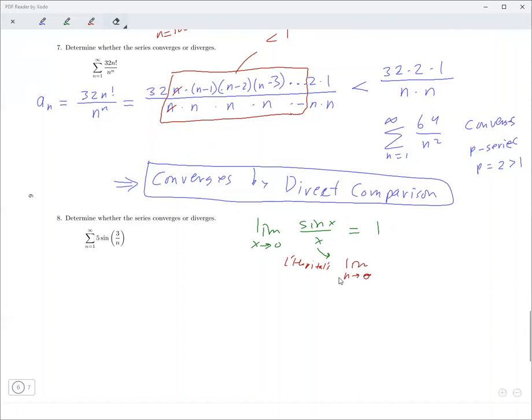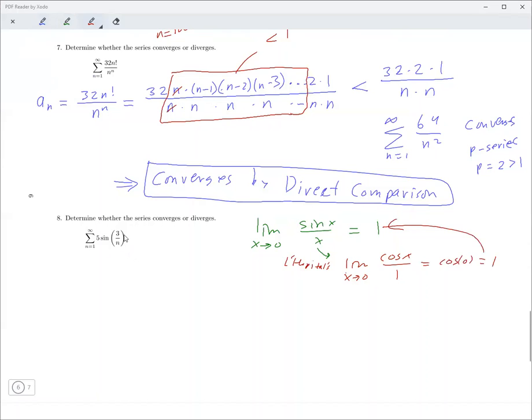Wait, what am I doing? Limit as x goes to 0 of cosine x. So you take the derivative of sine as cosine, and the derivative of x is 1. And then as x goes to 0, cosine of 0 is 1. So that limit is going to be 1. Okay? So that's one way to show that.